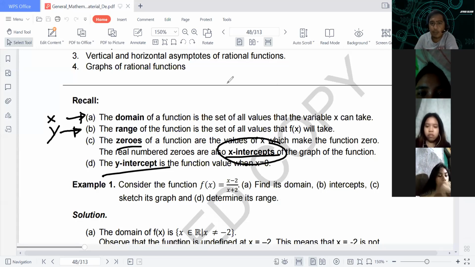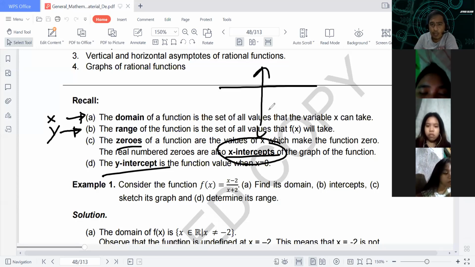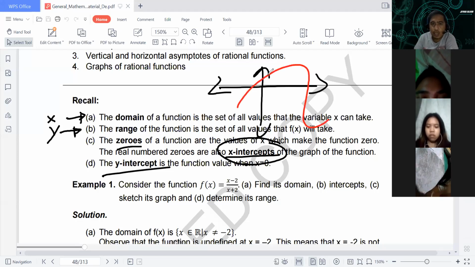Say for example, your graph looks like this. So your x-intercept must be here, the intersection between your x-axis and your graph. While the y-intercept is the point of intersection between your y-axis and your graph. In this case, this is your y-intercept. Okay? We will have an example about that later.